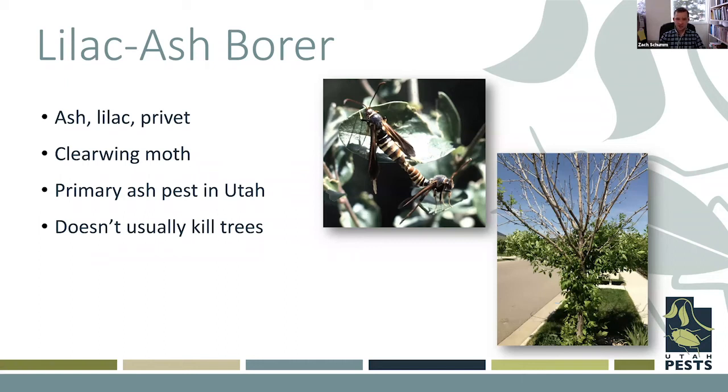This is a clearing moth. It mimics wasps. A lot of people just submit them thinking that they're wasps of some kind. And this is the primary ash pest, like I was mentioning earlier, in Utah. It's the one that we get submitted the most often. But these don't really kill ash trees often. They typically attack stressed out ash trees. And if they're managed properly, if you have a really healthy tree, you can prevent a lot of this damage.